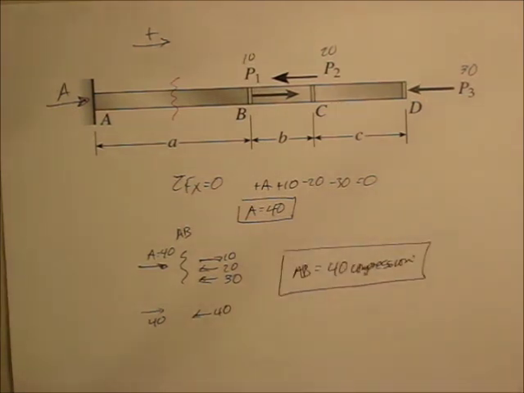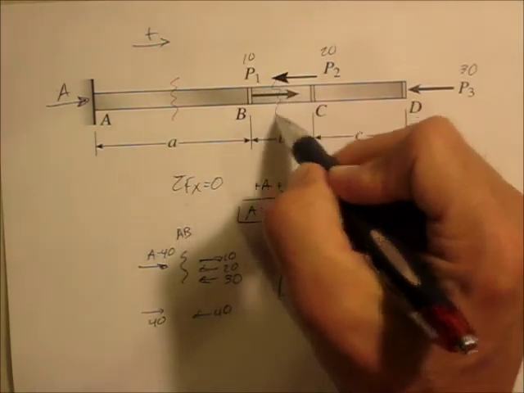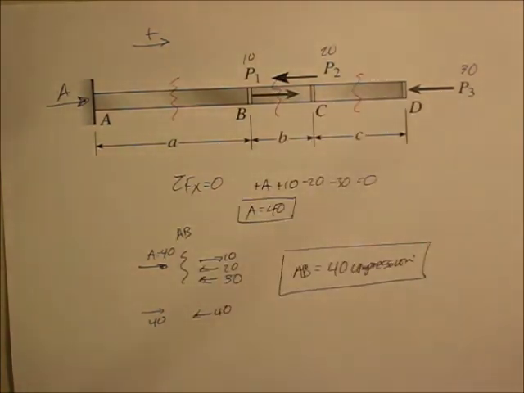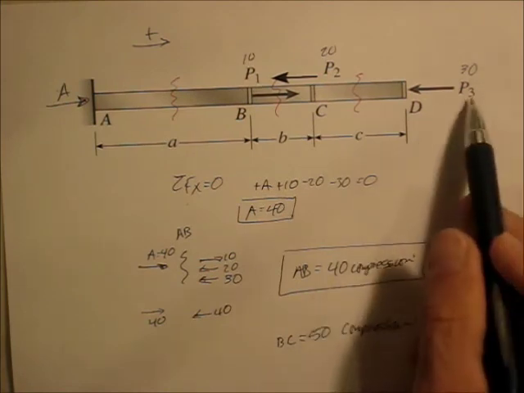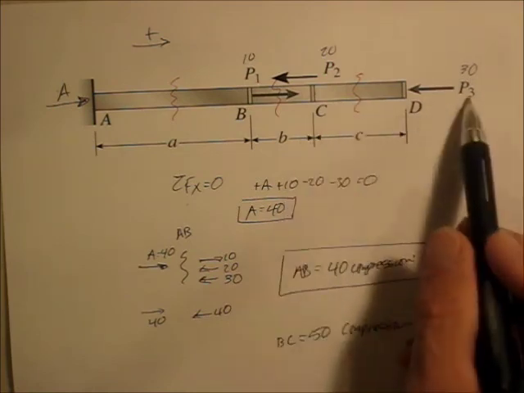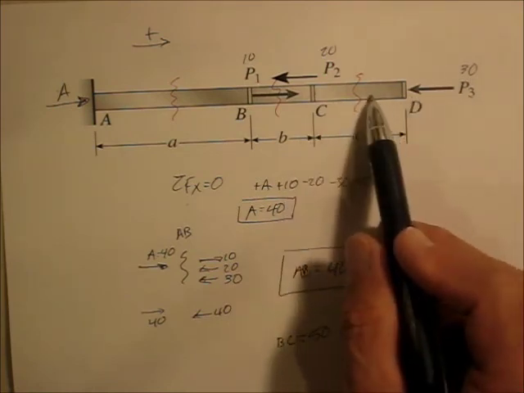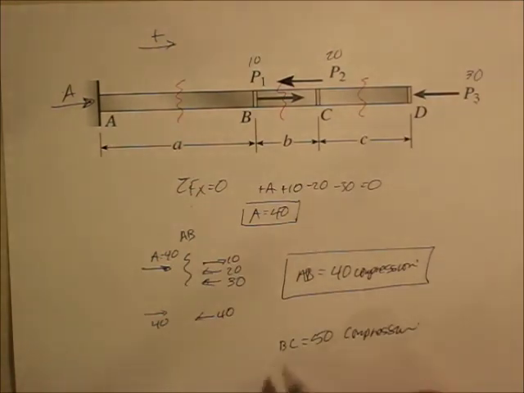Alright, I will leave it there. You can continue on and do the same thing with BC and CD, and note that BC is equal to 50 compression, and then CD, you can observe that because that's pushing on that, CD is equal to 30 compression.